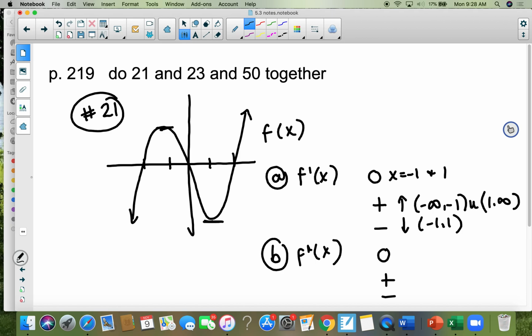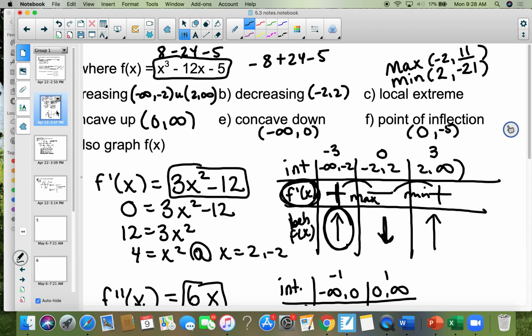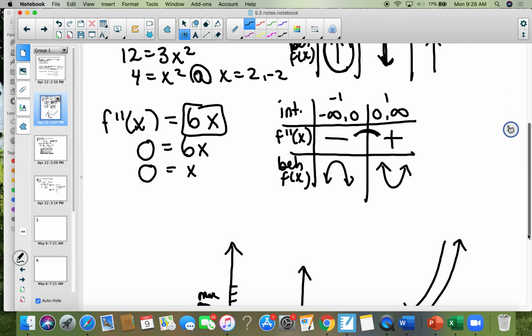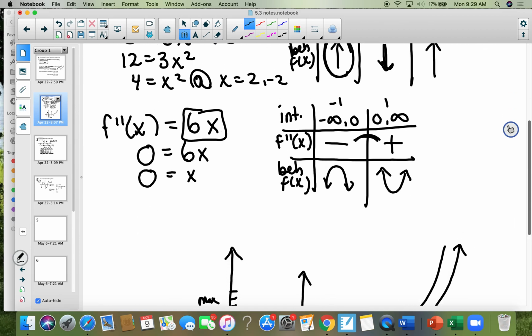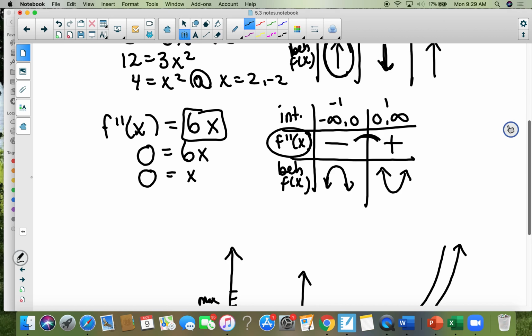Okay, it's the same thing for the double derivative. If it's positive, let's go back to the double sign chart on here. The double sign chart says if it's negative, the graph needs to be concave down, and if it's positive, it needs to be concave up, and when you switch, there's a point of inflection.